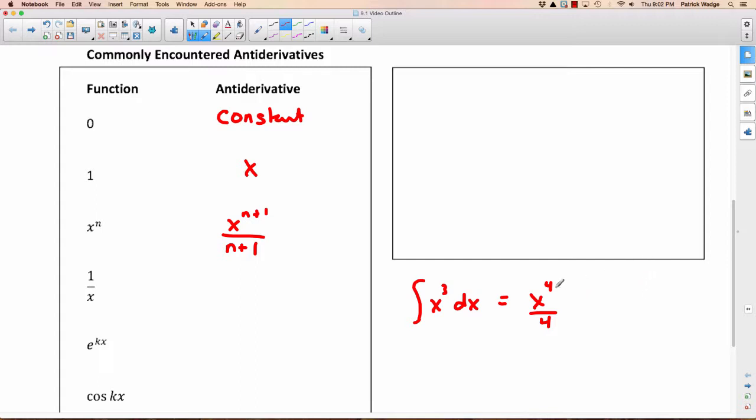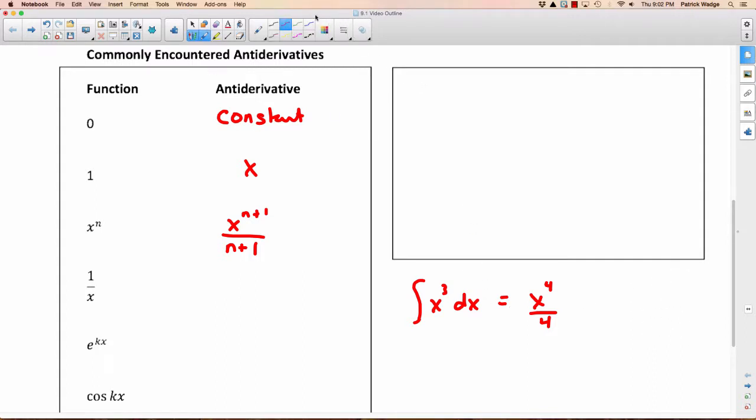Well, let's think about this for a second. Let's go the opposite way now. If we were taking the derivative of this, what would you do? You'd move the 4 down. The 4 would now become a 3, and it would still be, of course, over 4. Hey, wait a minute, those would cancel, you'd have x cubed. It worked. So this will always work, this formula that we have right here.